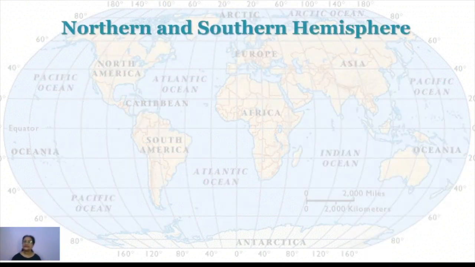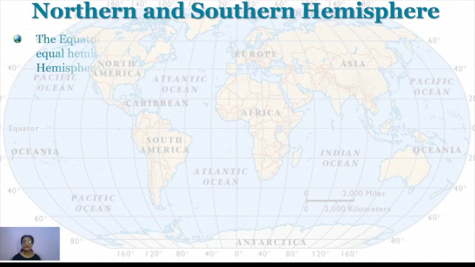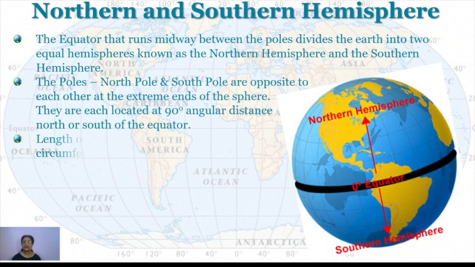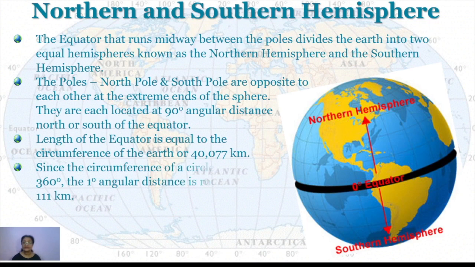Now, the next thing is the northern and southern hemisphere. How do we know that the two hemispheres are formed on Earth? Just now I said in the earlier part, the equator is a line of latitude which divides the Earth into two equal halves, right? Northern and southern hemisphere.